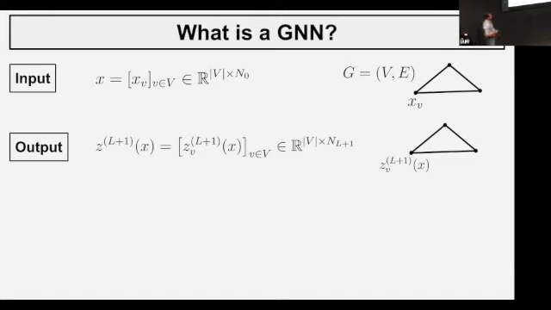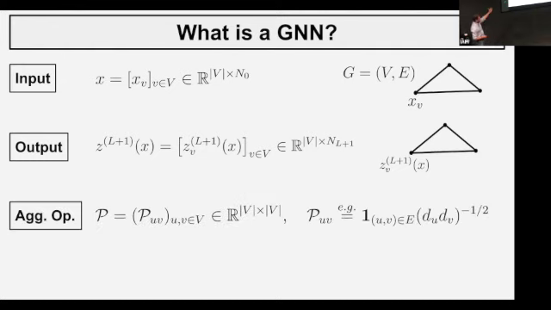I call it n sub capital L+1, and in general, n sub l is going to be the width of the l-th layer. Just like any neural network, the way you go from the input to the output is through a simple sequence of layers. So let me explain how that works. To do that, I have to tell you what an aggregation operator is, or a message passing operator, or whatever. This is something whose job in life is to mix signals among the vertices of a graph.